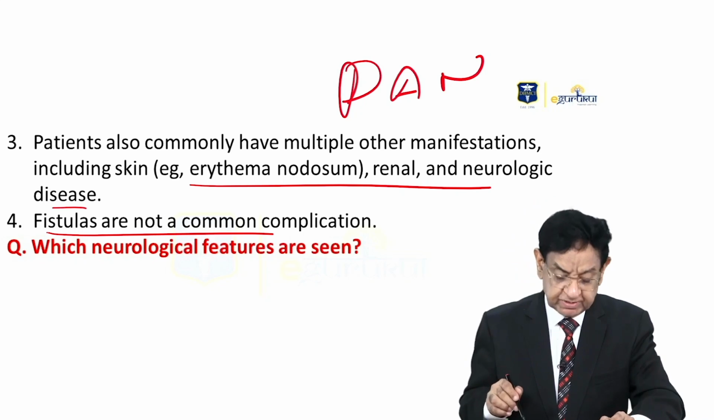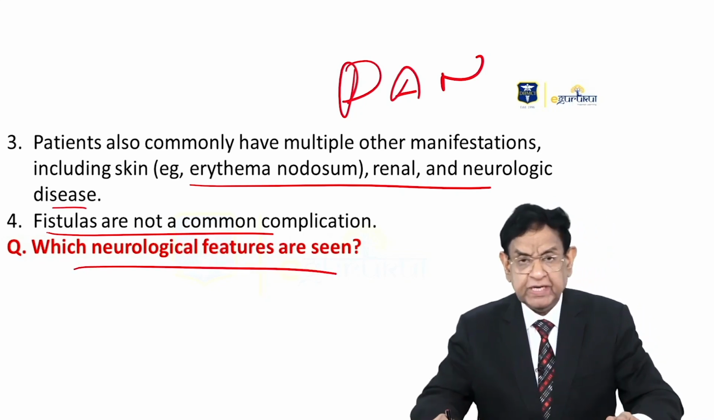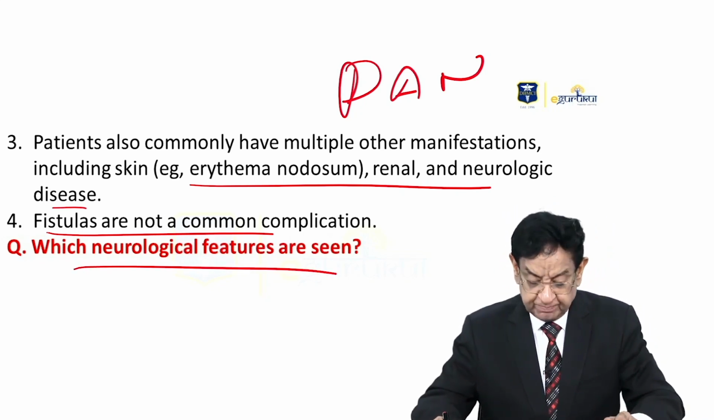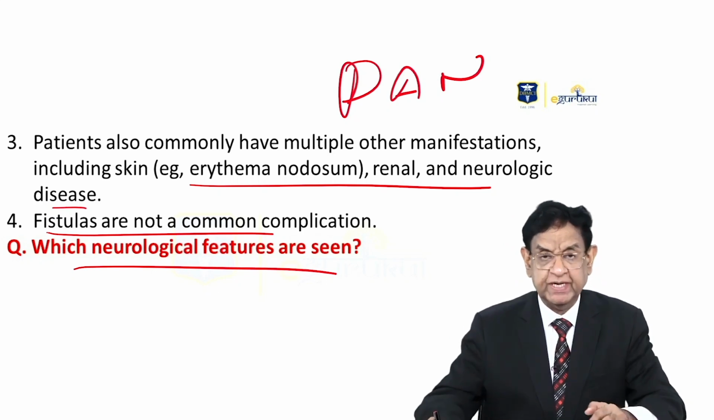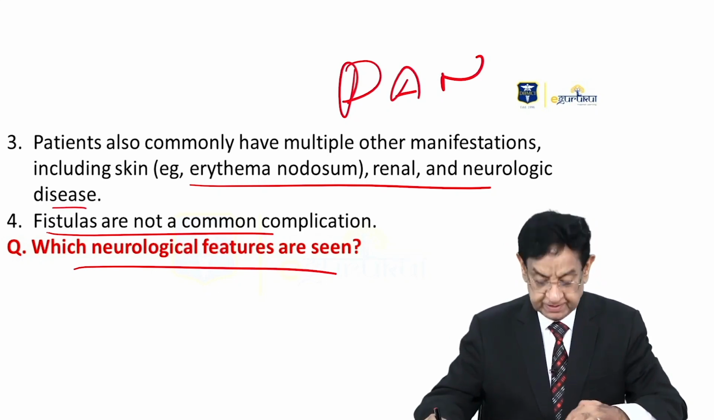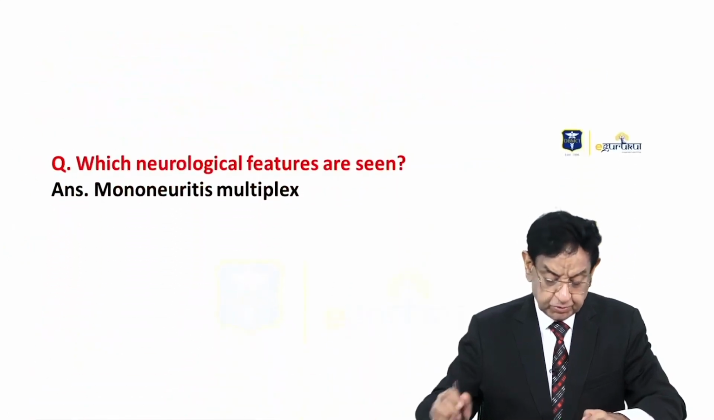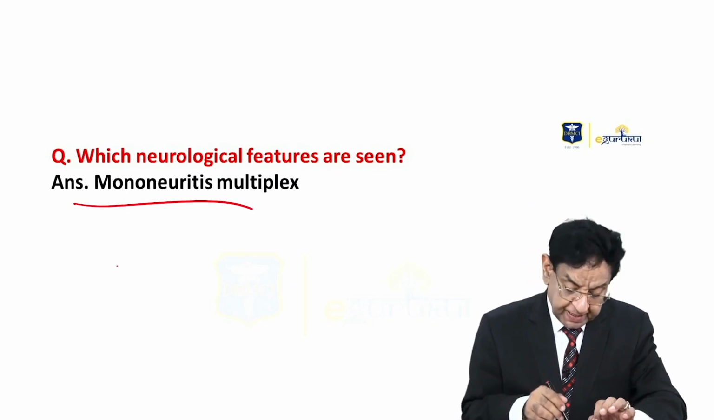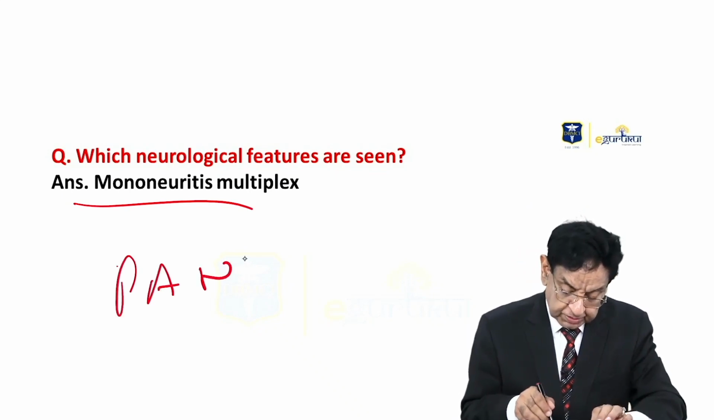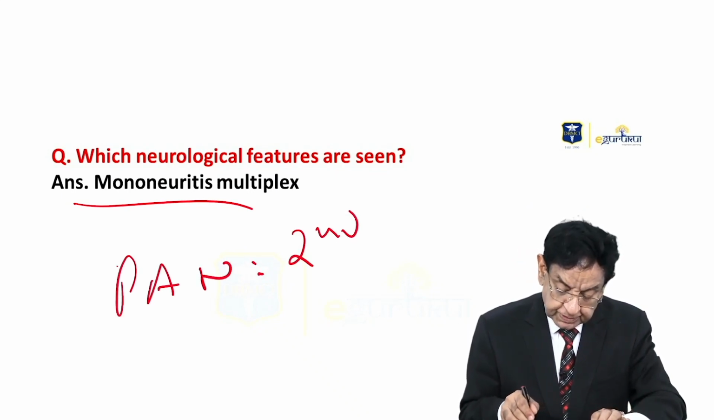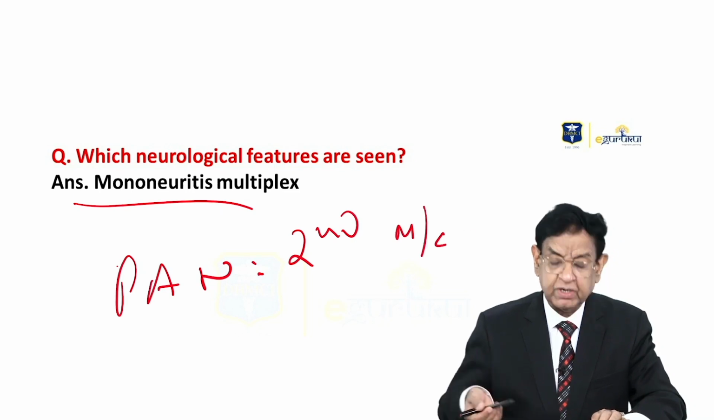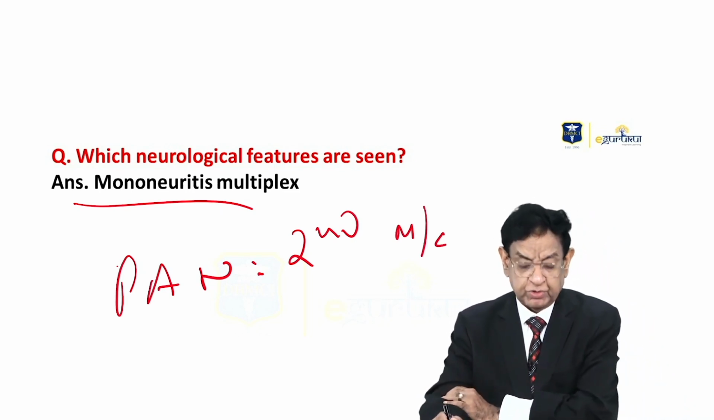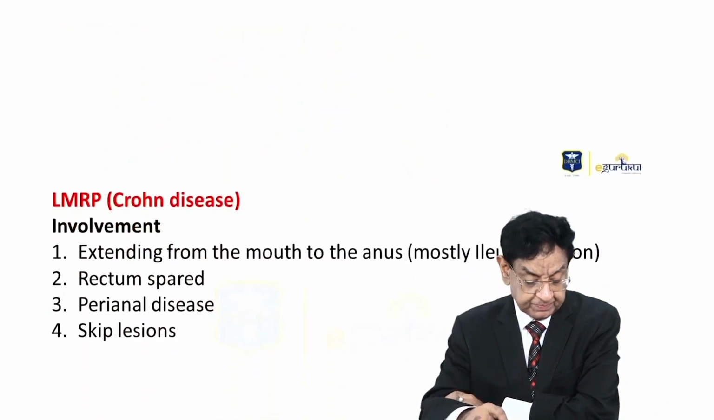But I have a question for you. Stop the video, write down the answer. Which neurological features can be seen in a case of polyarteritis nodosa? Write down the answer. Mononeuritis multiplex. In fact, PAN is among the common causes of mononeuritis multiplex.